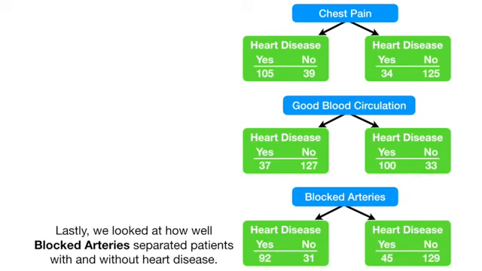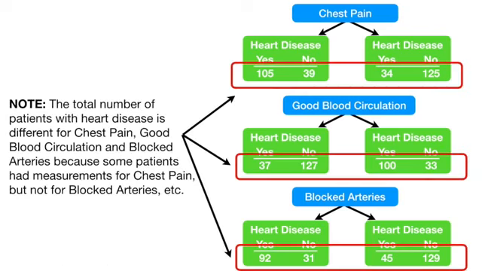Lastly, we looked at how well blocked arteries separated patients with and without heart disease. Note, the total number of patients with heart disease is different for chest pain, good blood circulation, and blocked arteries because some patients had measurements for chest pain, but not for blocked arteries, etc.